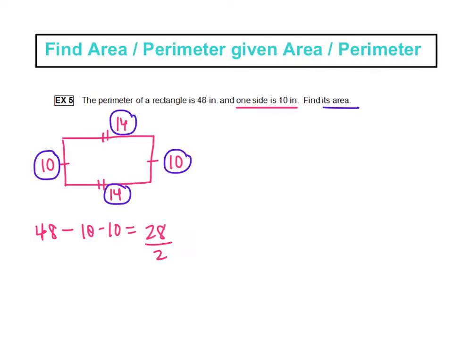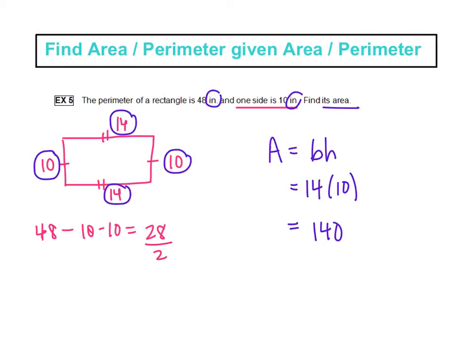Now we can go ahead and find the area. Area is equal to base times height. Our base is 14. Our height is 10. We go ahead and multiply those and get 140. Now we need a label, so we look back at the problem, we can see everything is in inches. And now that we are finding area, it's going to be inches squared.